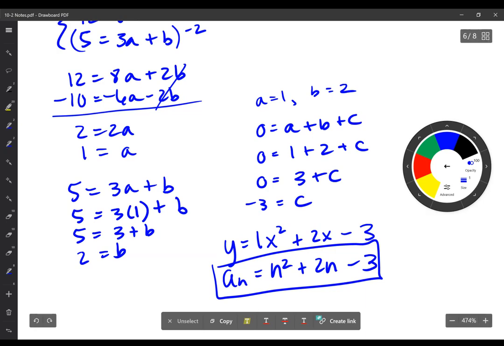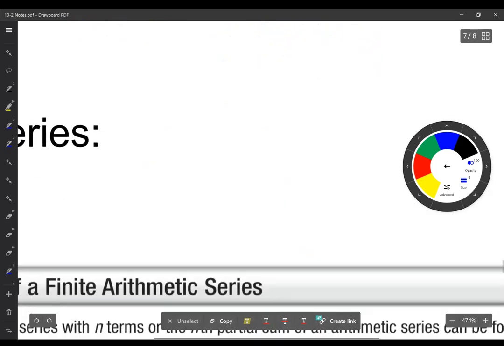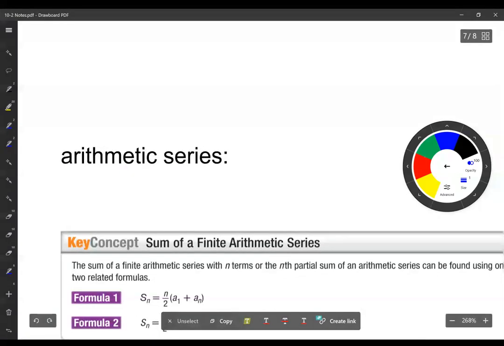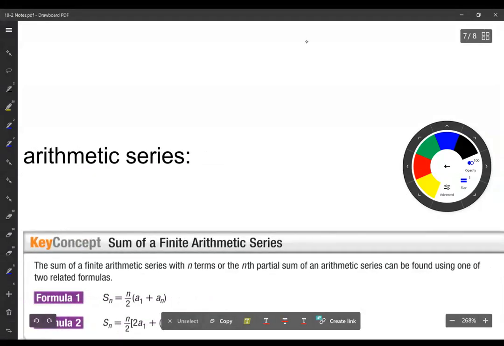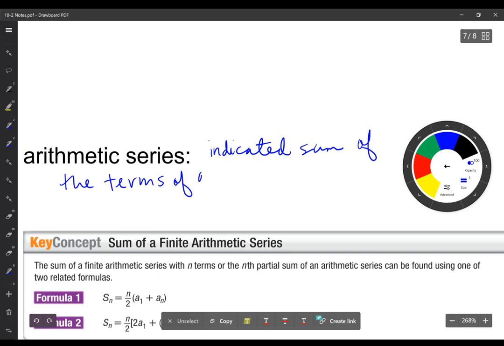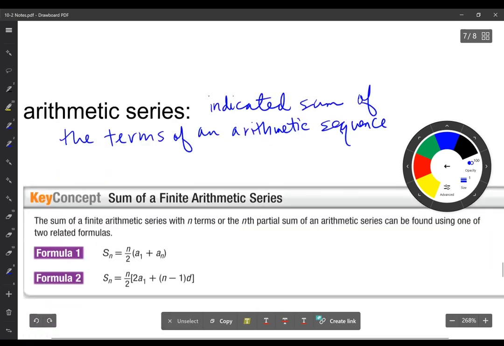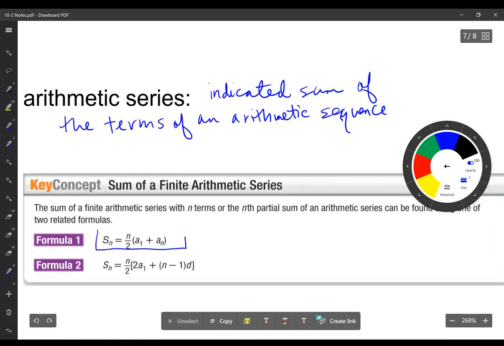So last is arithmetic series. So remember, arithmetic series would be when we're adding up an arithmetic sequence. So indicated sum of the terms of an arithmetic sequence. And here are our 2 formulas. I really prefer formula 1. I know that we can also use formula 2. I just find formula 1 is the easiest for me, and it seems to be more useful.